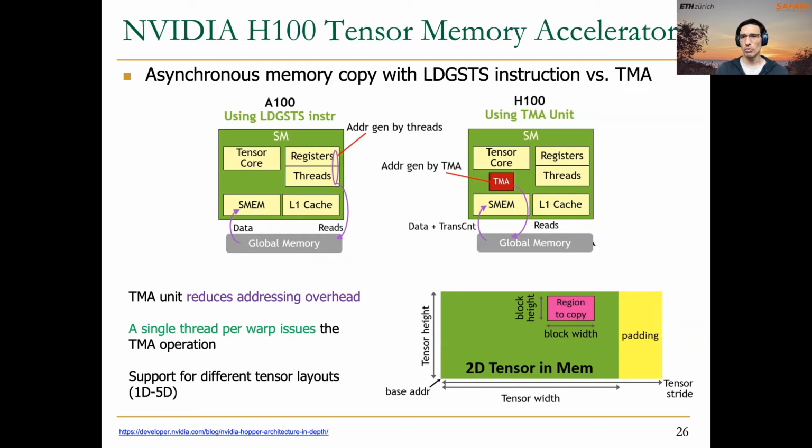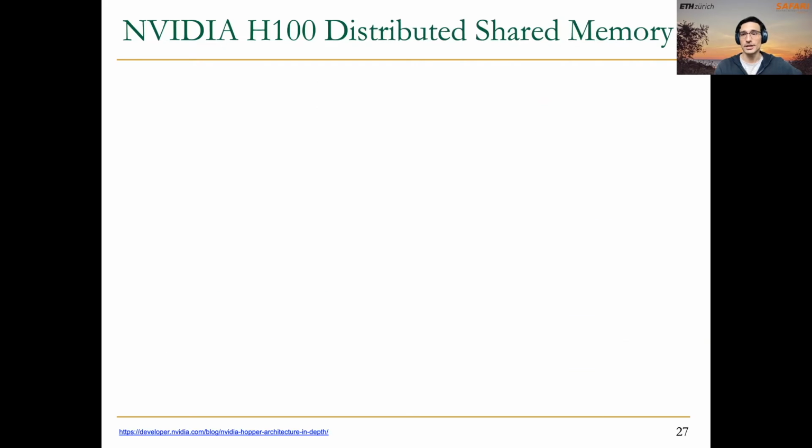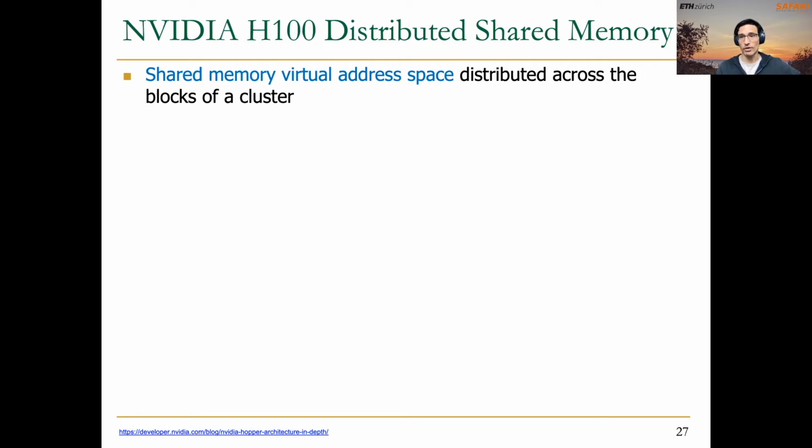Hopefully, we will know more details about this tensor memory accelerator in the near future, and we can also discuss and explain them in these lectures. And another interesting novelty in the H100 architecture is the distributed shared memory, because now we have thread block clusters, we have different thread blocks that can communicate with each other. It's possible for them to share data that resides in their own shared memory. And that's possible because there is now a shared memory virtual address space.